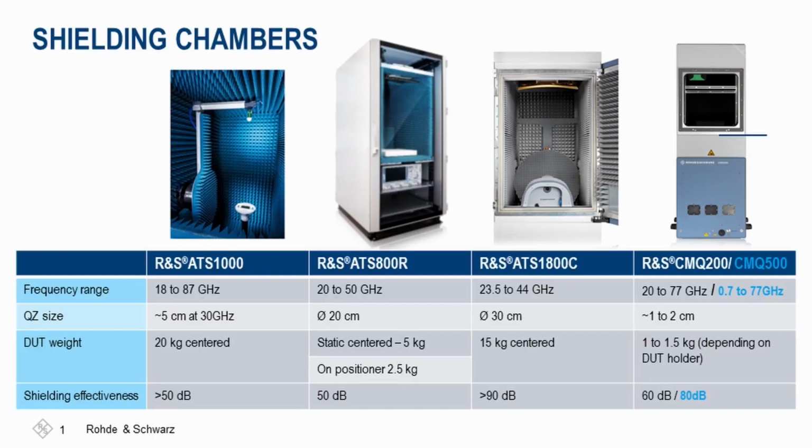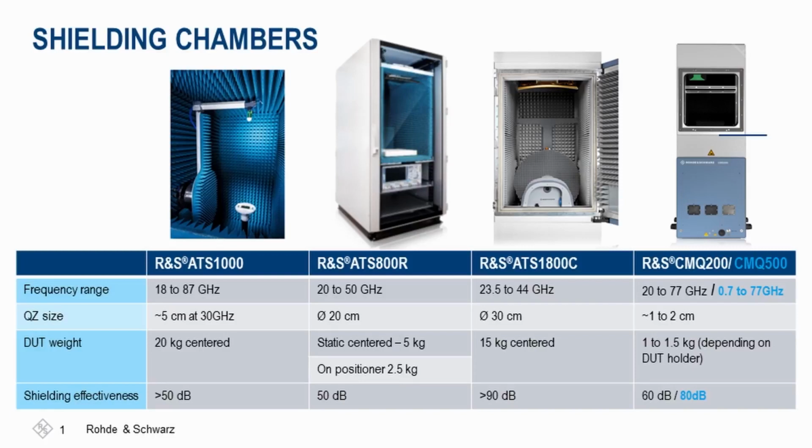So with 800R you can have up to 20 centimeter quiet zone, 1800C you can have up to 30 centimeter quiet zone, and the 1800C can now take 15 kgs of DUT weight, much suitable for all kinds of small cells, and then it also offers the highest shielding effectiveness of more than 90 dB.